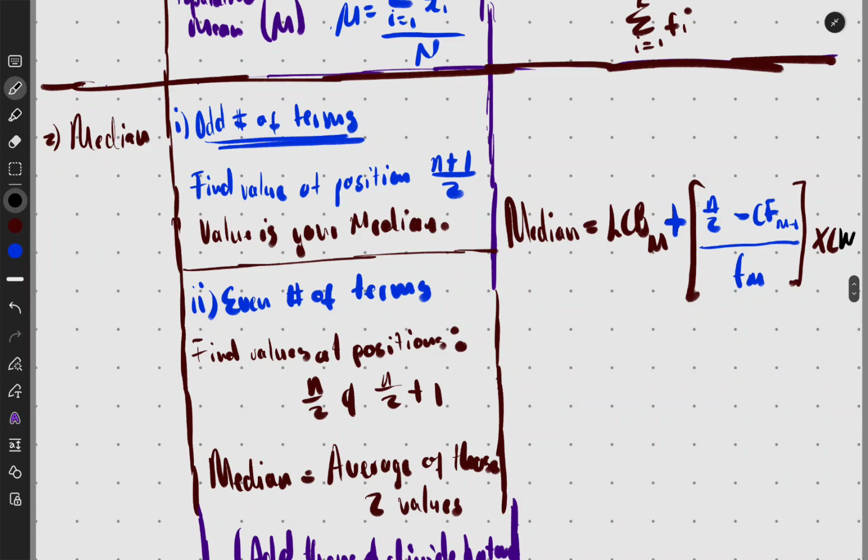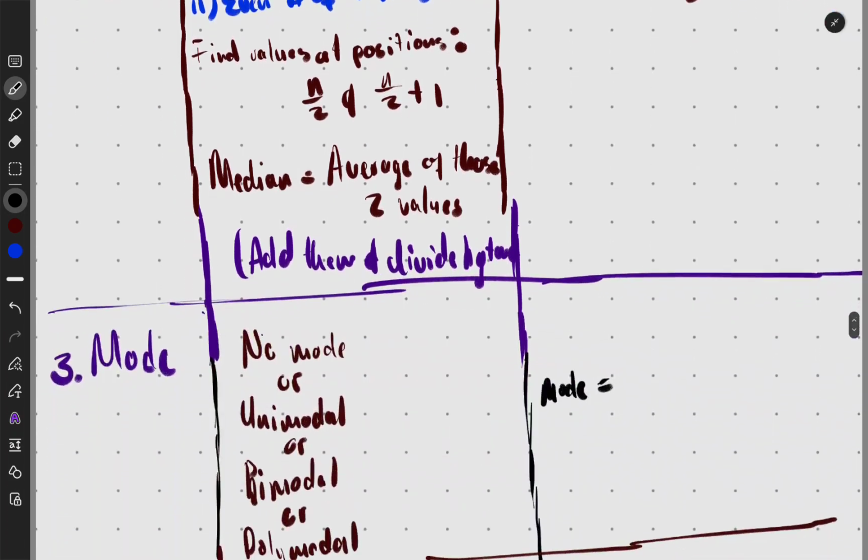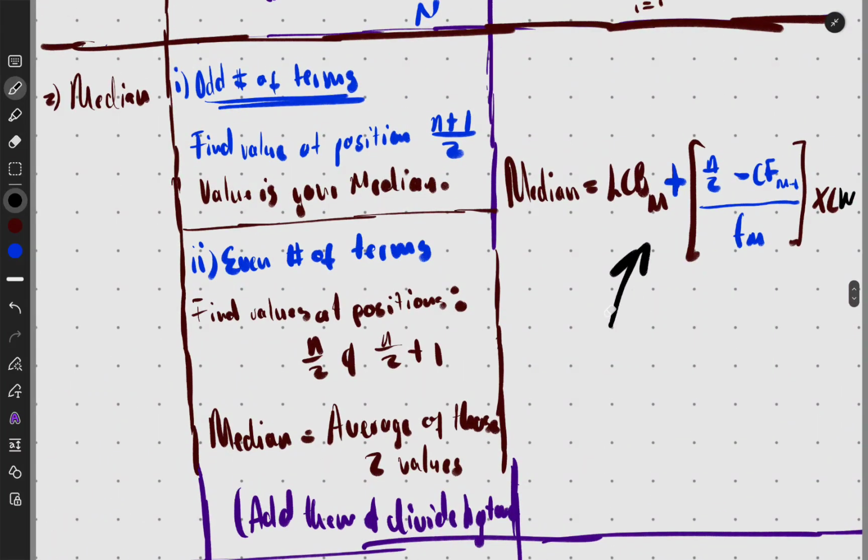The lower class boundary plus this big fraction times class width at the end. And in the fraction, it's n over 2 minus cumulative frequency of the class before the median, divided by the frequency of the median class, which is very much the same as the one you're going to see in the quartiles.